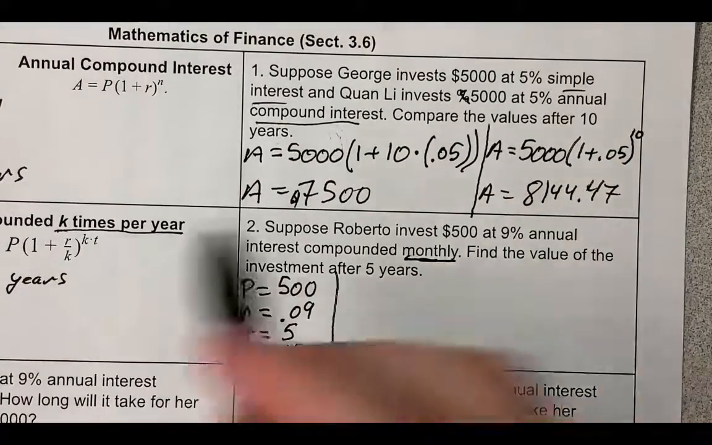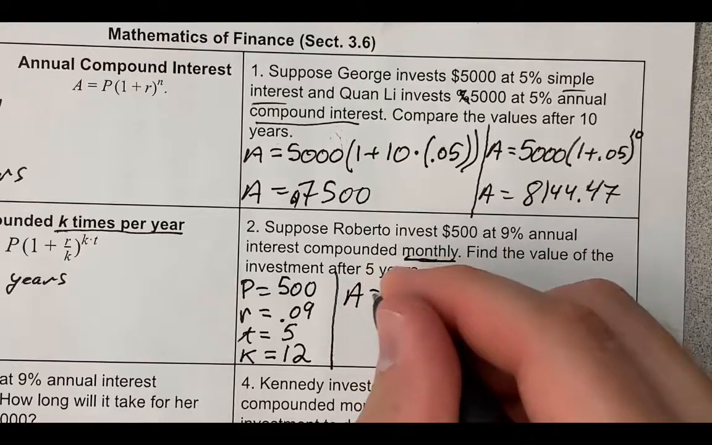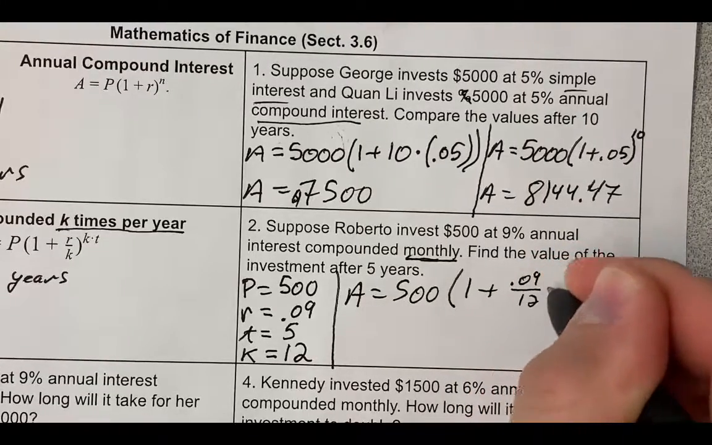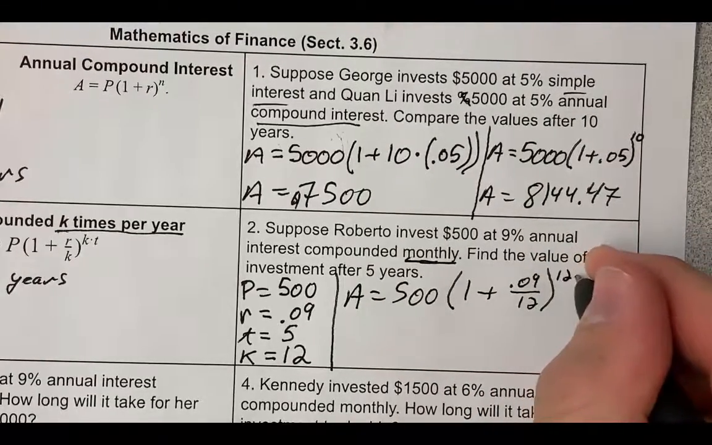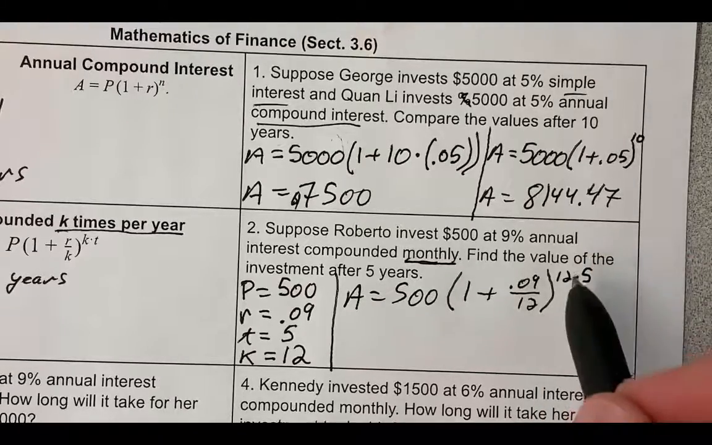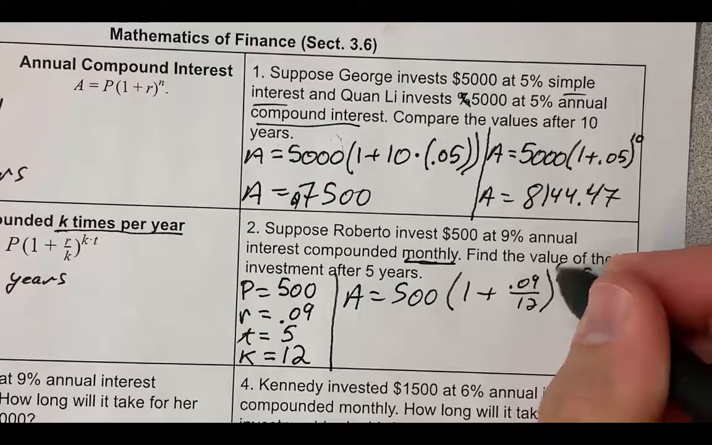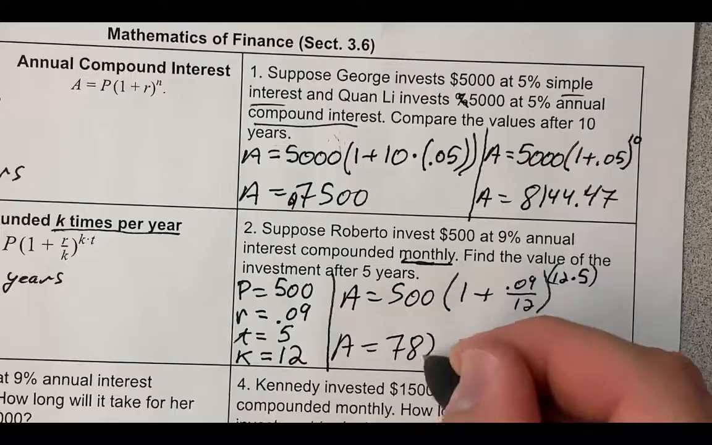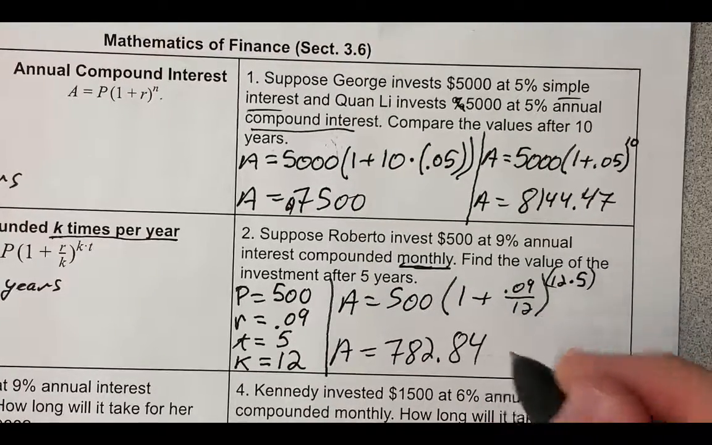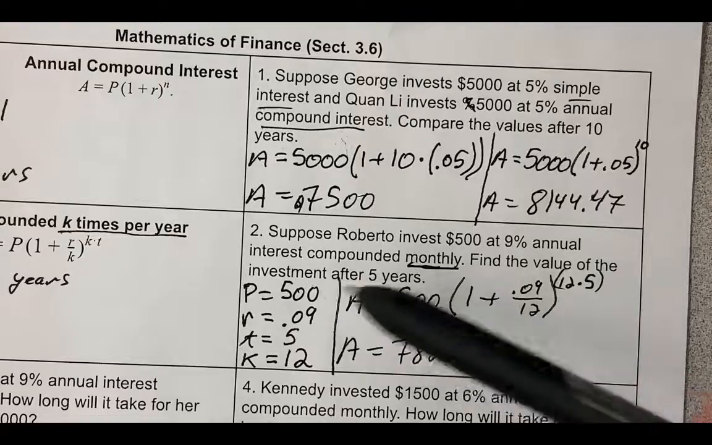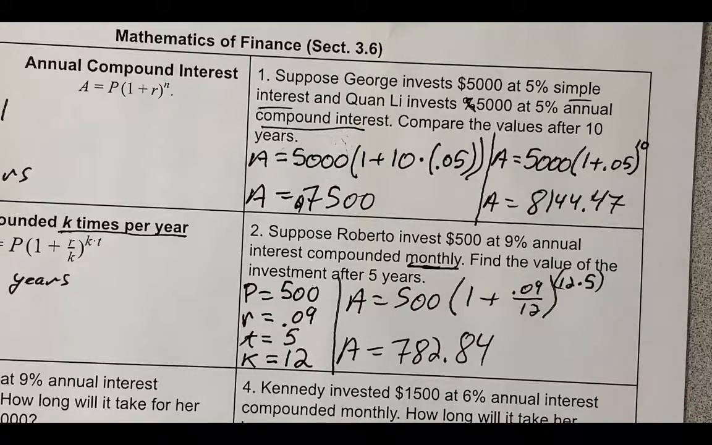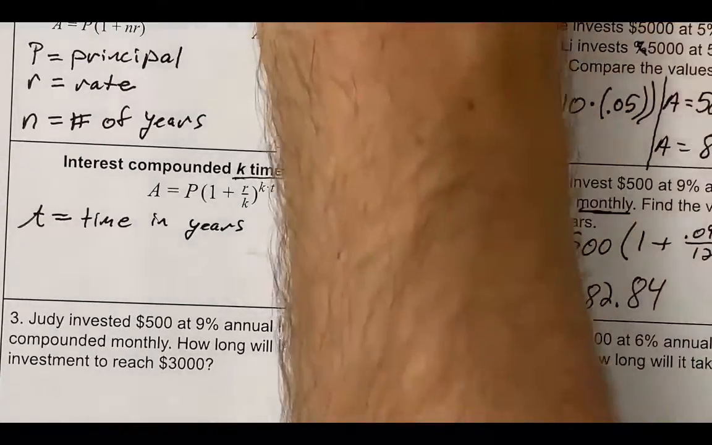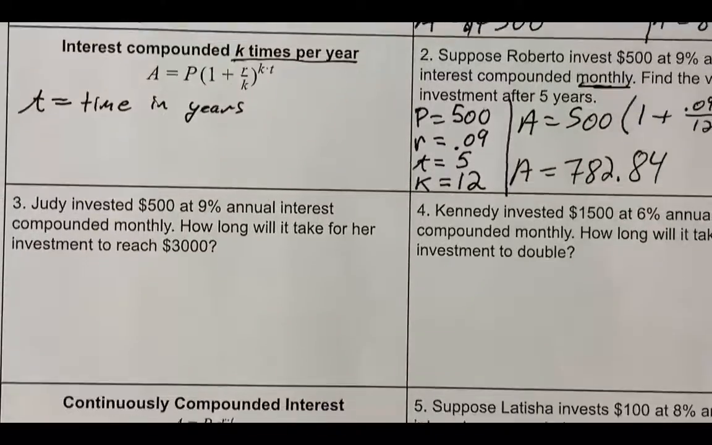We can take all of that and plug it into the compound interest formula. Here's what we get. A equals 500 times 1 plus 0.09 divided by 12, all raised to the 12 times 5. You can plug all that in your calculator together. You might want to put the exponent in parentheses. When you do that, you get the final amount is 782.84. So in just 5 years, that $500 becomes almost $800 if you're compounding monthly.